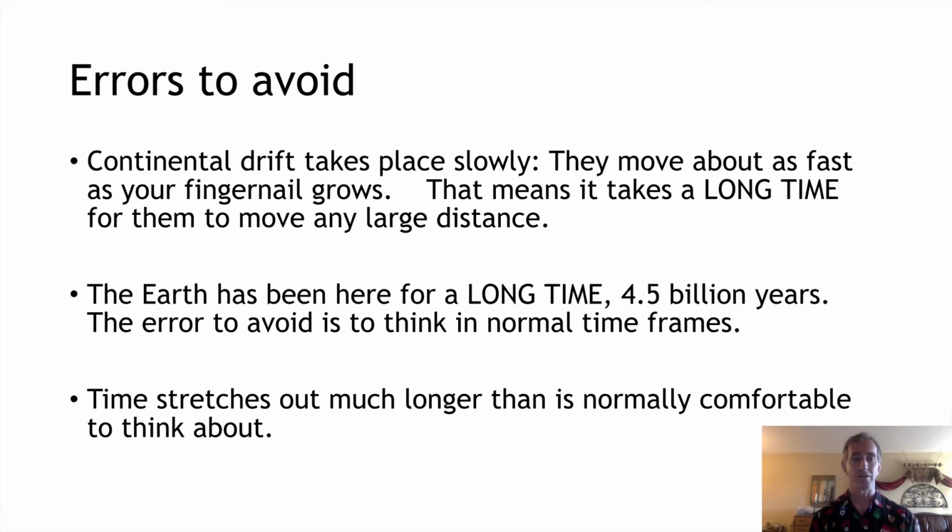Errors to avoid. Continental drift takes place slowly. The continents move about as fast as your fingernail grows. That means it takes a long time for them to move any large distance. The Earth has been here for a long time, 4.5 billion years. The error to avoid is to think in normal time frames. Time stretches out much longer than is normally comfortable to think about when we think about geologic events.